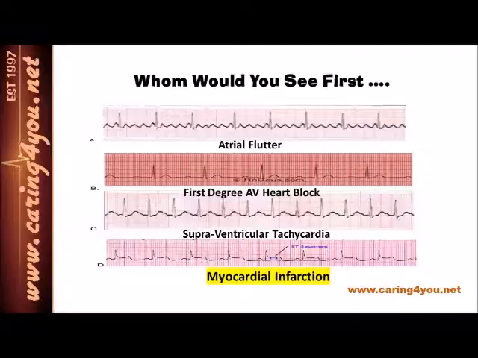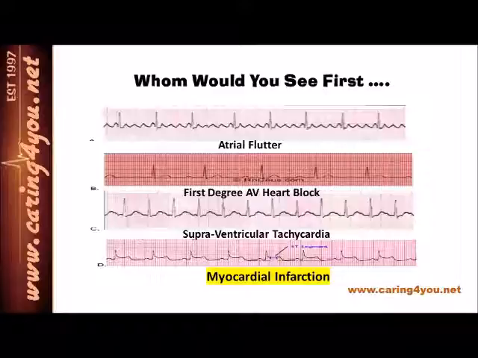Another way the NCLEX can ask you a specific question is they might give you 4 strips and say, who would you see first? Now this you really have to study in the e-booklet that I sent you, okay? So the top one here, A, is atrial flutter. The second one, B, is a first-degree heart block. These are when people have TIAs. They usually get over the first-degree heart block. All right? And then we have the supraventricular tachycardia again. And then we have the myocardial infarction.